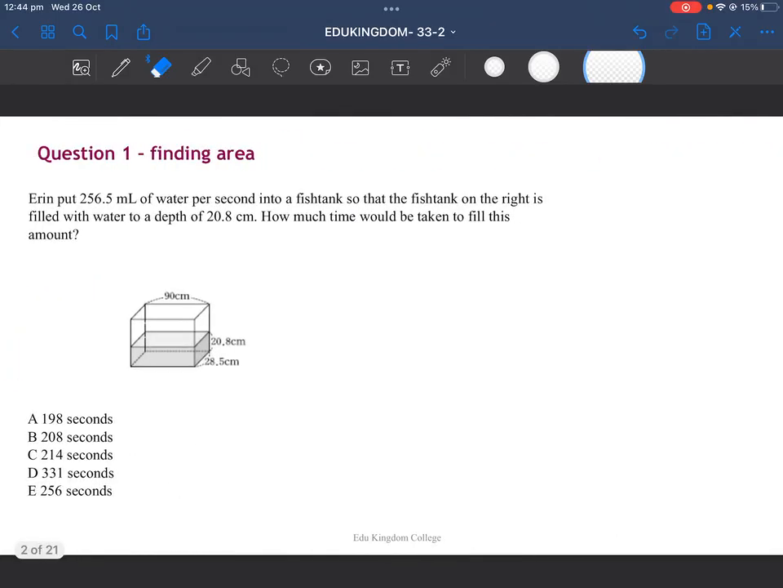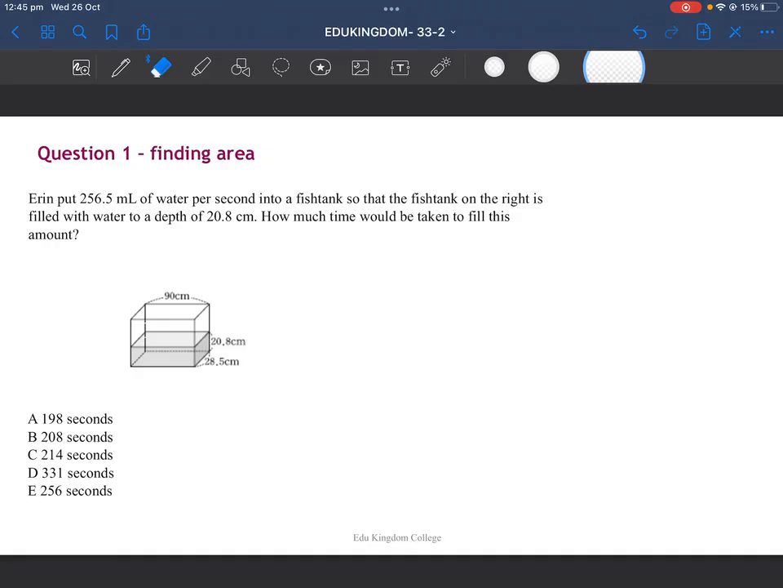Okay, so let's just jump straight in. Question 1 reads, Aaron put 256.5 milliliters of water per second into a fish tank so that the fish tank on the right is filled with water to a depth of 20.8 centimeters. How much time would be taken to fill this amount?